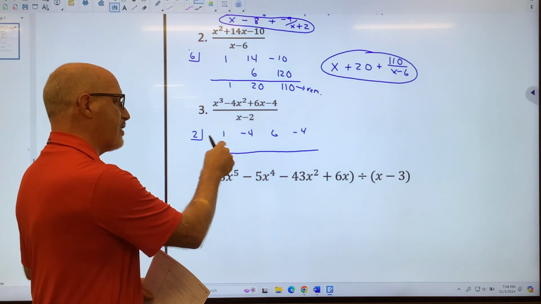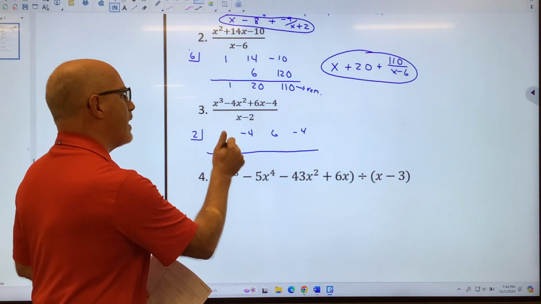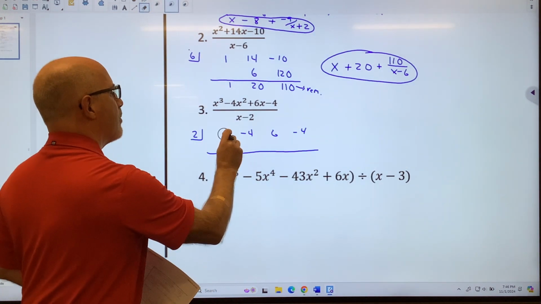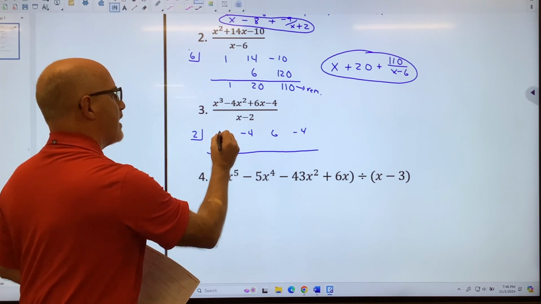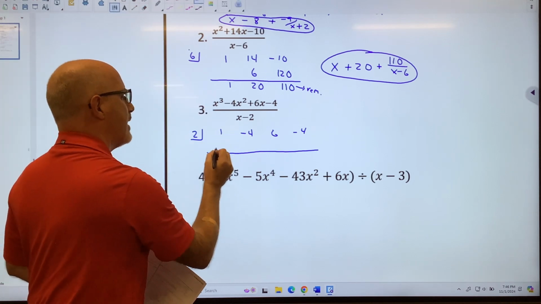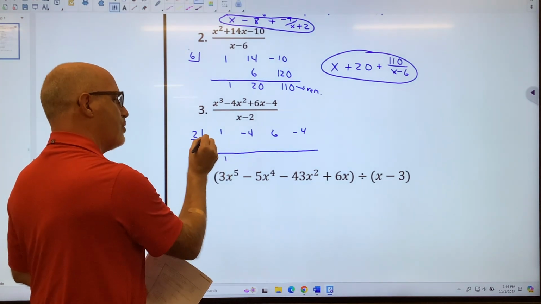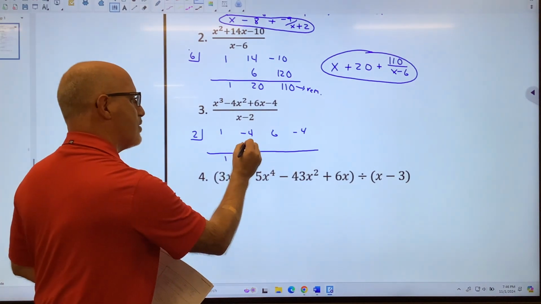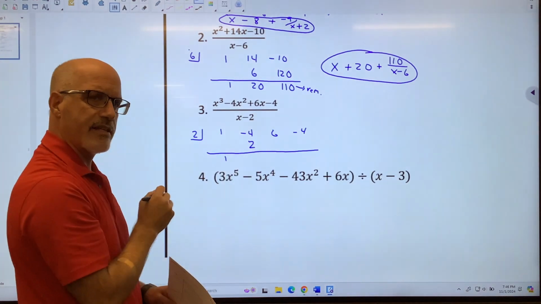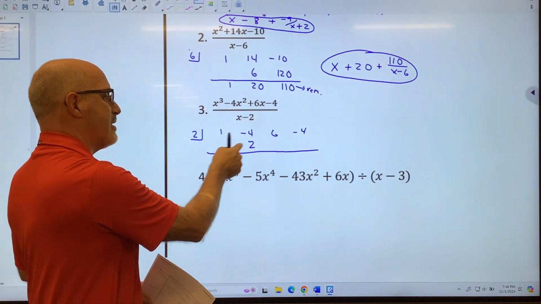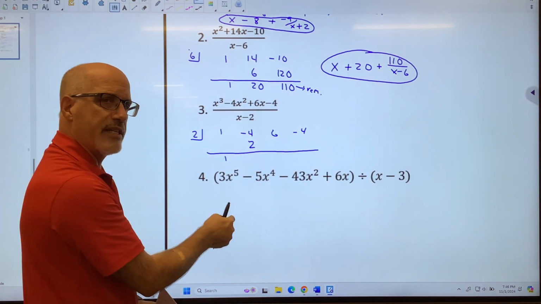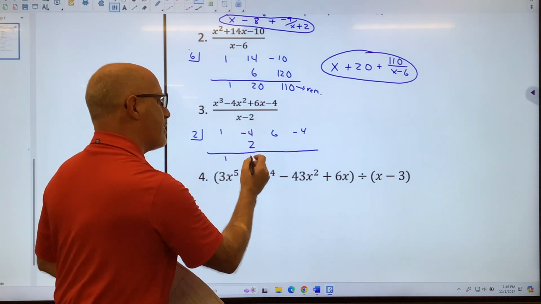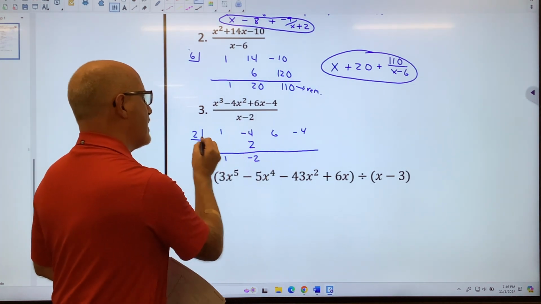So nothing goes in this spot. I bring the 1 all the way down below the line that we've drawn. This gets multiplied, so 2 times 1 gives me 2 right in the next slot. Now, I multiply these to get that, but I add straight down here. Negative 4 plus 2 gives me negative 2.